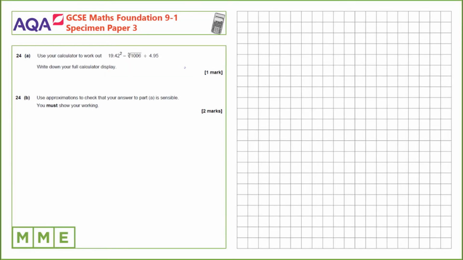Question 24a. Use your calculator to work out the following. Write down your full calculator display. The only thing we need to bear in mind here is we need to obey order of operations and make sure the calculator does that. We know division and multiplication comes before addition and subtraction, so we'll put in some brackets here just to make sure the calculator does it correctly. Our full calculator display should be 375.1121656.